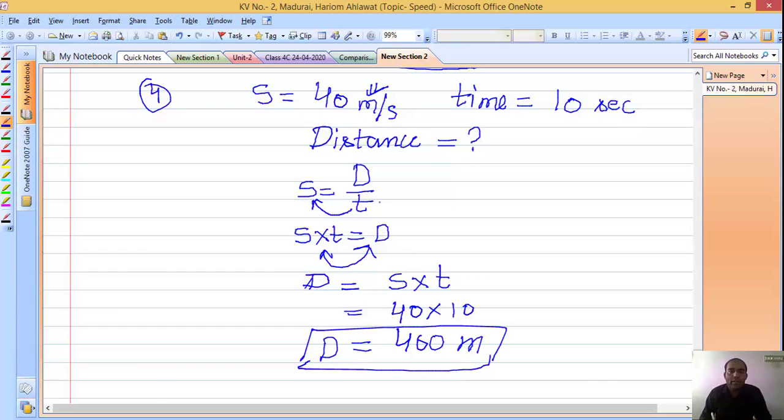If someone's speed is 40 meter per second and he takes the time of 10 seconds, then he will cover a distance of 400 meter. Let's take one more example and try to understand that.